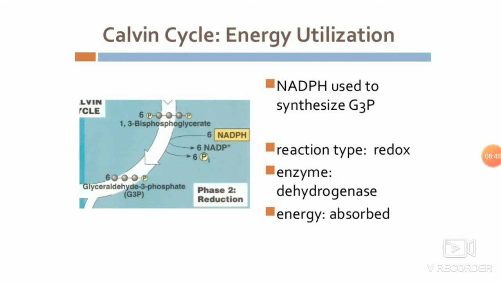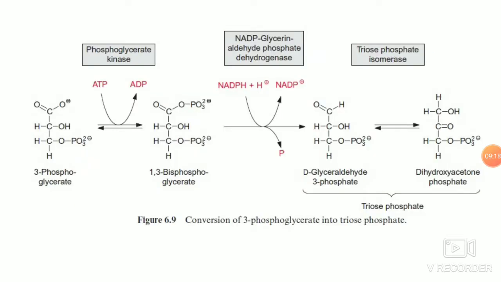Okay. So the next step is conversion of 1,3-bisphosphoglycerate to glyceraldehyde 3-phosphate by the enzyme glyceraldehyde 3-phosphate dehydrogenase, which uses NADPH to generate the energy, thereby releasing one of the phosphate molecules also. This is a redox reaction. The enzyme involved in this reaction is glyceraldehyde 3-phosphate dehydrogenase.